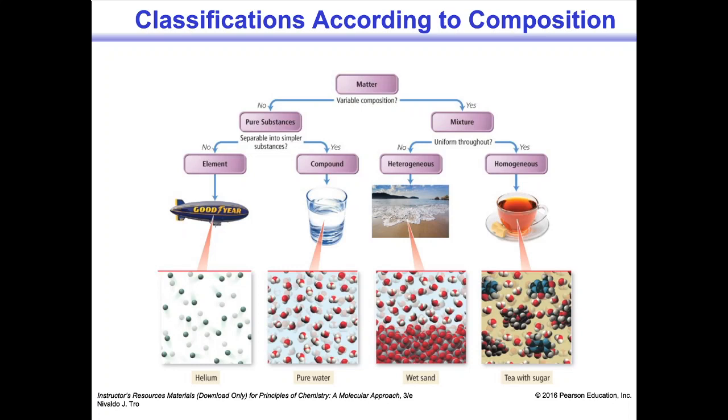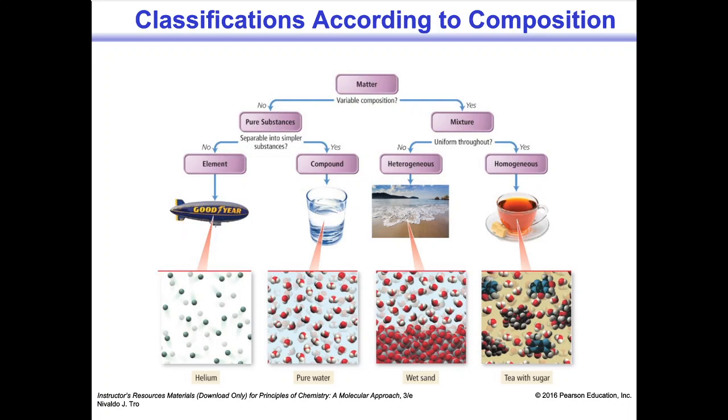Going back to our first question, if it is variable composition, meaning it has more than one thing in it, that's going to be a mixture. And then we can break those down into either heterogeneous or homogeneous. Heterogeneous just means it has different things in it, or it's in different phases, you could say. That's probably the better way to think of it. Homogeneous just means that it's all in the same phase.